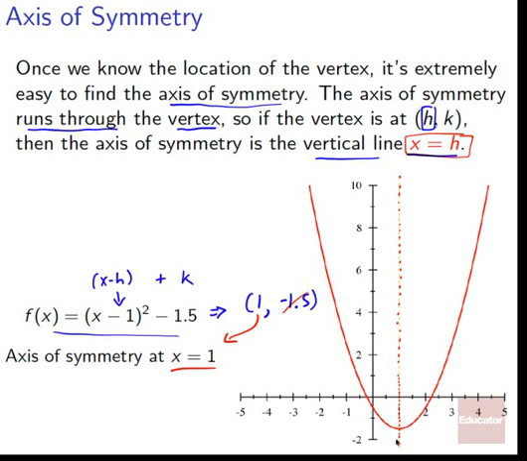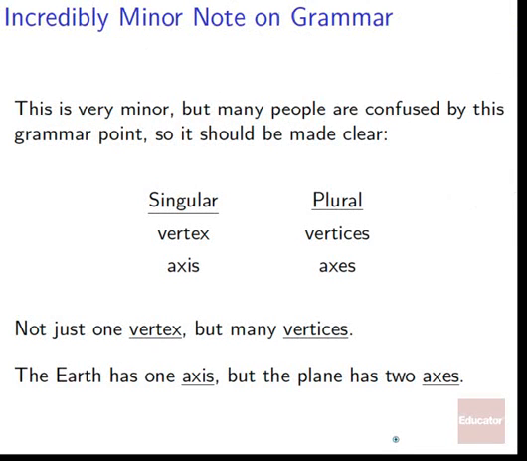Nice axis of symmetry. And here's an incredibly minor note on grammar. This is really minor, but a lot of people are confused by this grammar point, so I just want you to have this clear so you don't accidentally say the wrong thing and it winds up being embarrassing. You might as well know what it is. The singular form, if you want to just talk about one, is vertex. The singular form, if you want to just talk about one, is axis.